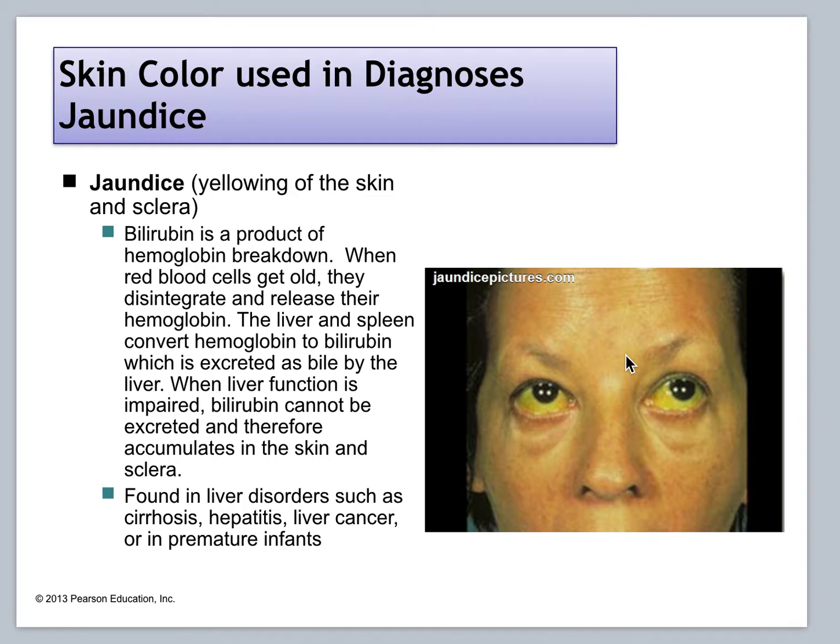So jaundice is found in liver disorders such as cirrhosis of the liver, hepatitis, liver cancer. It's also seen in premature infants because they don't have a functioning liver to rid the body of the bilirubin.